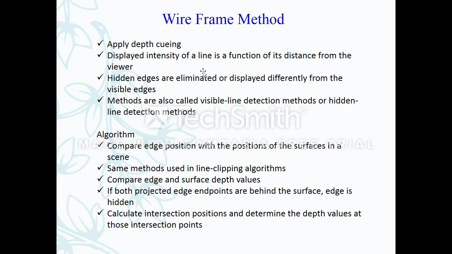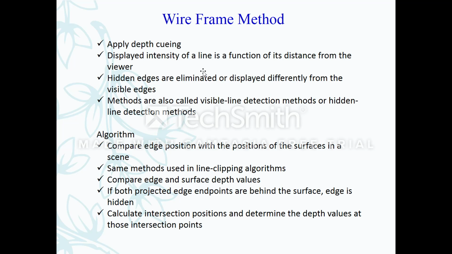What is the algorithm? Compare edge positions with the positions of the surfaces in a scene. Same methods used in line clipping algorithms. Compare edge and surface depth values. If both projected edge endpoints are behind the surface, the edge is hidden because it is not necessary to be projected. Calculate intersection positions and depth, and determine the depth values at that intersection position.